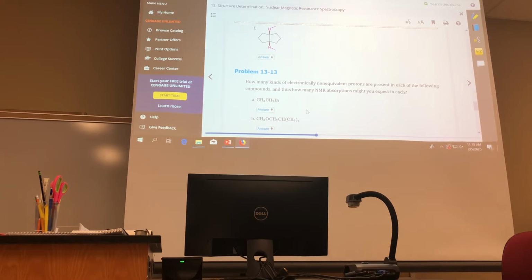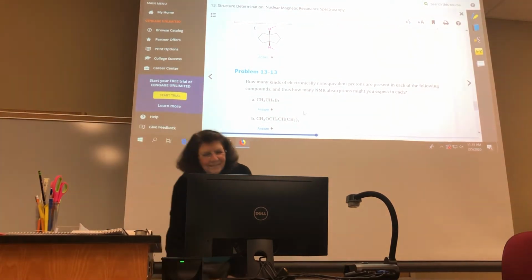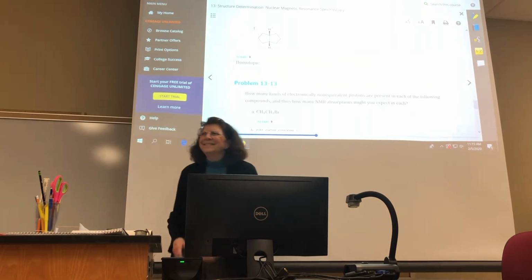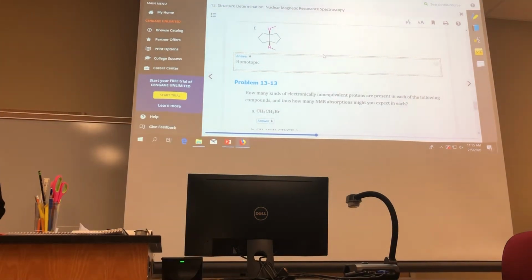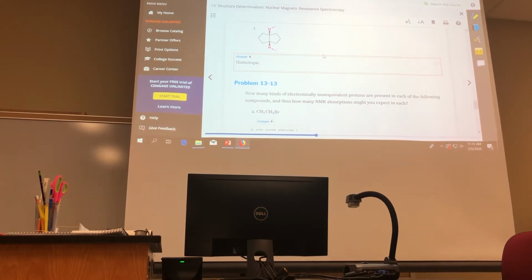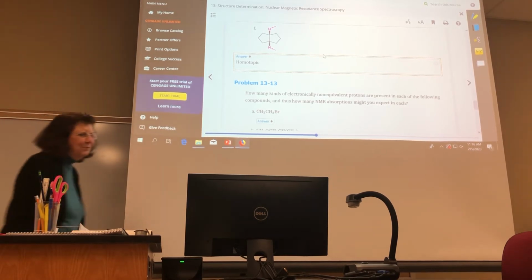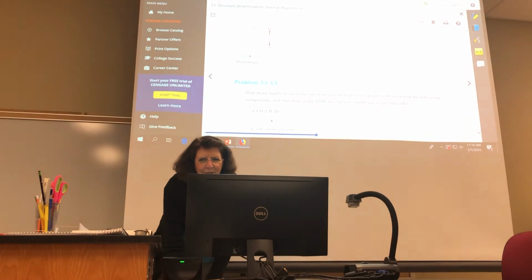Would it make a difference if we put an X here or if we put an X there? Are there any chiral carbons on that? You want to venture a guess? Homotopic. They are related, so we're going to call it homotopic. Okay? Are you getting a little better idea about this? It will either strengthen or drive you nuts, one or the other, I don't know.